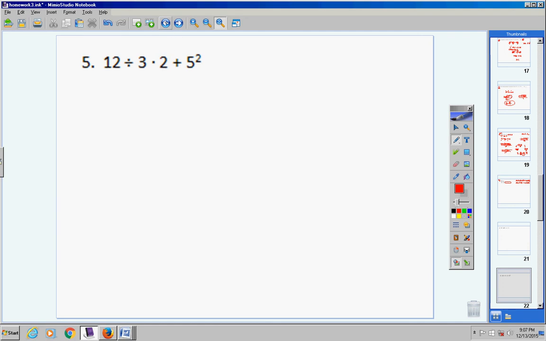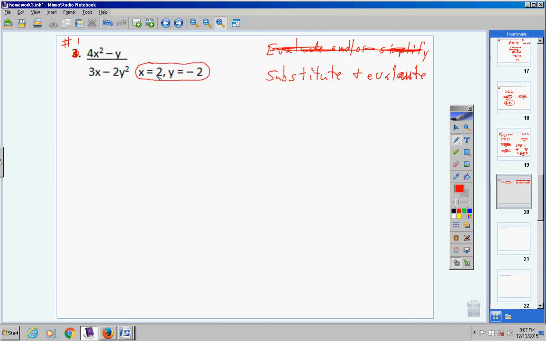So here we go. Let's substitute and then evaluate. So, 4x squared. I put a 4 and then parentheses for the x and then put 2. Then close your parentheses, then put the squared. And then negative, then put the parentheses, and for y, put negative 2. And then in the denominator I have 3x, so 3 times 2, then negative 2, then parentheses for y, put negative 2, then close the parentheses and put a squared.